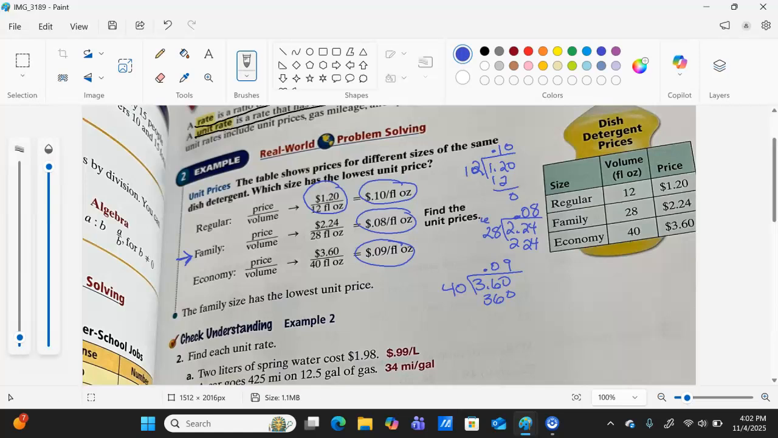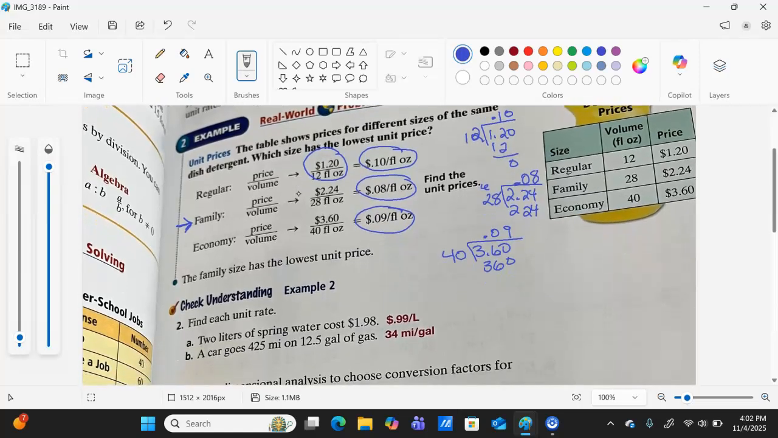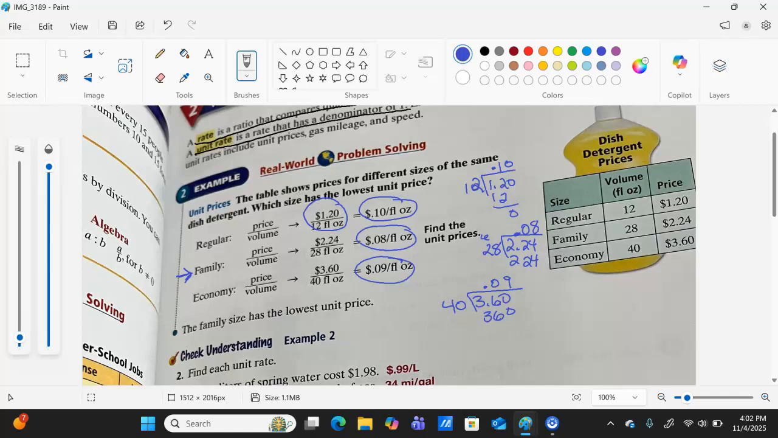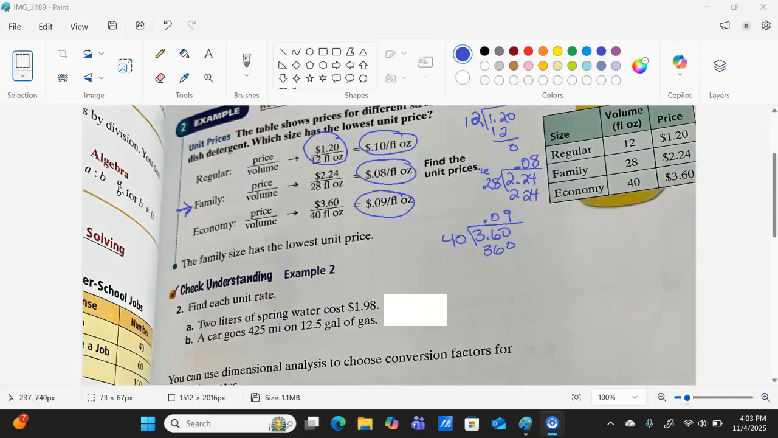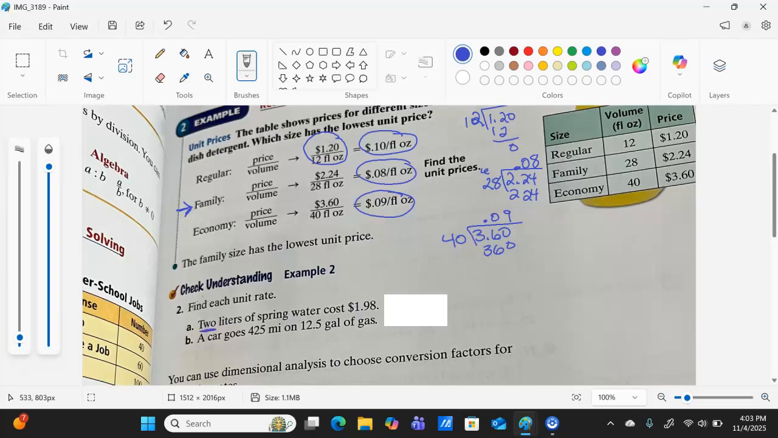And you find the unit price by simply taking the price and dividing it by the unit. So in letter A here, we have 2 liters of water that cost $1.98. So we have $1.98 and there's 2 of them. That would be 18.18, so 99 cents. So my unit rate is 99 cents per liter.